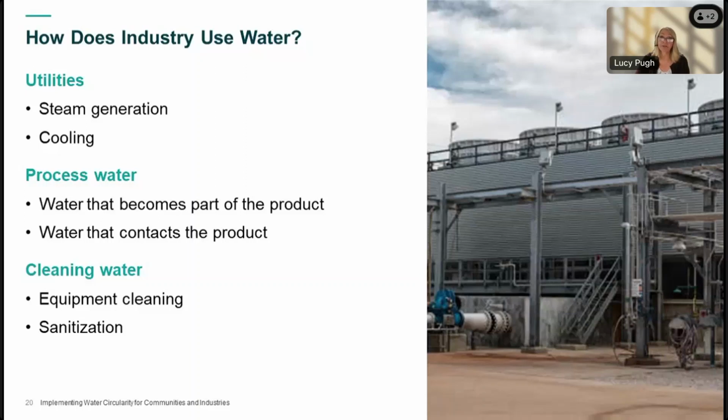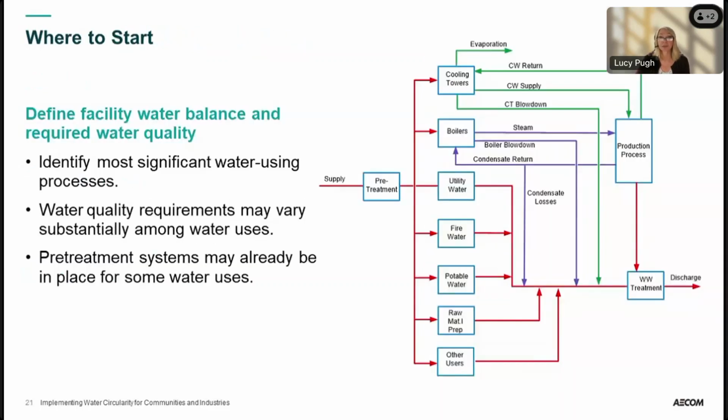Process water includes the water that might be included in the product that the industry is manufacturing, such as a beverage manufacturer, or it could be water that contacts the product, such as in metal machining or coating processes. And then most industries also use cleaning water. That can include equipment cleaning, floor washing, sanitation operations. So those are some general water uses among industries.